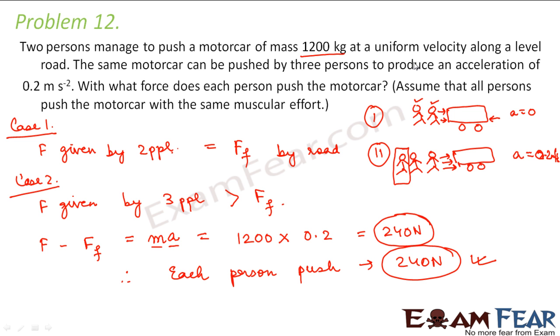You understood the difference? In the first case, 2 people were there. In the second case, 3 people were there. But because of this extra 1 person, the motor car is moving with an acceleration of 0.2 meter per second square. So this extra force which is given by this 1 person is mass into acceleration, which is equal to 240 newtons. So we can say that each person is giving a force of 240 newtons.